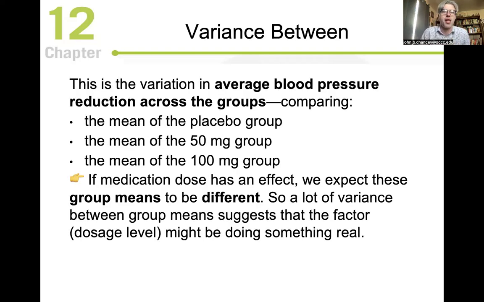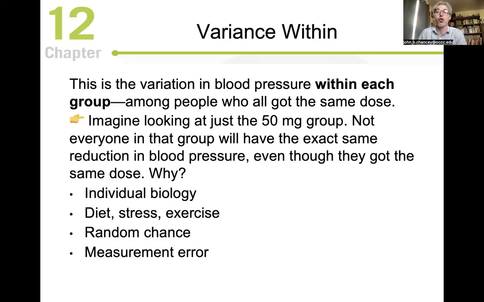Here's a variance between example. So in the case of our average blood pressure, we are going to see some reduction in blood pressure across three groups. We're comparing the mean of a placebo, the 50 and the 100 milligram group. So the medication, if it does have an effect, we would expect the group means to be different. That's going to be our variance between. So a lot of variance between group means suggests the factor or the dosage level might be having an effect, so more variance on the top suggests there's actually something happening there, versus variance within, that denominator, the variance of blood pressure within each group. So among people who all have the same dose within the group that has 0, within the group that has 50, within the group that has 100.